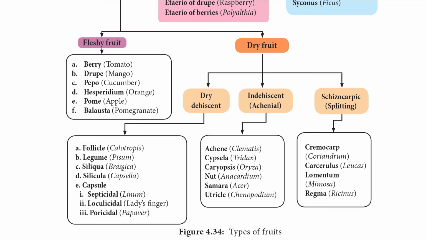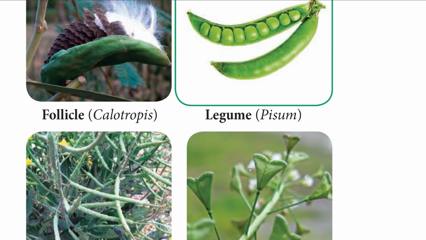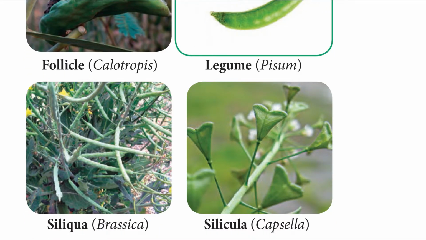First, follicle. Here the fruit will develop from the monocarpellary superior ovary. This is the example for follicle: Calotropis. It will divide along one suture to liberate the seeds. In legume, it divides on both the dorsal and the ventral sutures to liberate the seeds. Example, Pisum.